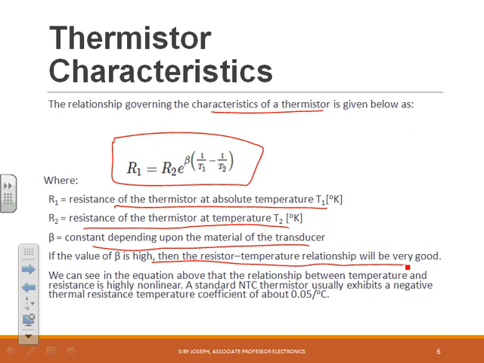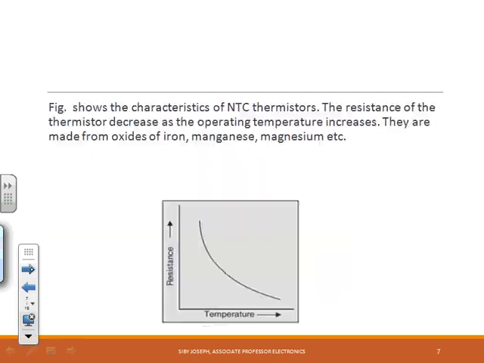We can see the graph on the next slide. This is the characteristic of an NTC thermistor. Non-linear characteristics with respect to temperature and resistance: here we mark the resistance, and here we mark the temperature. By increasing the temperature, the resistance decreases in a non-linear curve. The resistance of the thermistor decreases as the operating temperature increases. They are made up of oxides of iron, manganese or magnesia, etc. So this is the basic principle of the negative temperature coefficient resistance, or the basic principle of the thermistor.